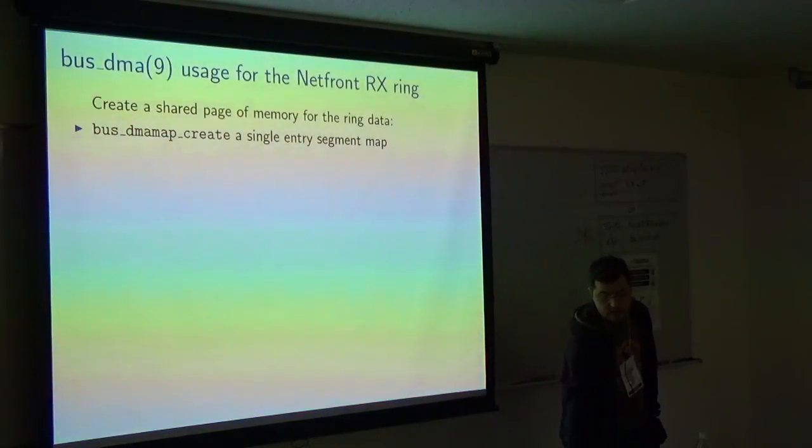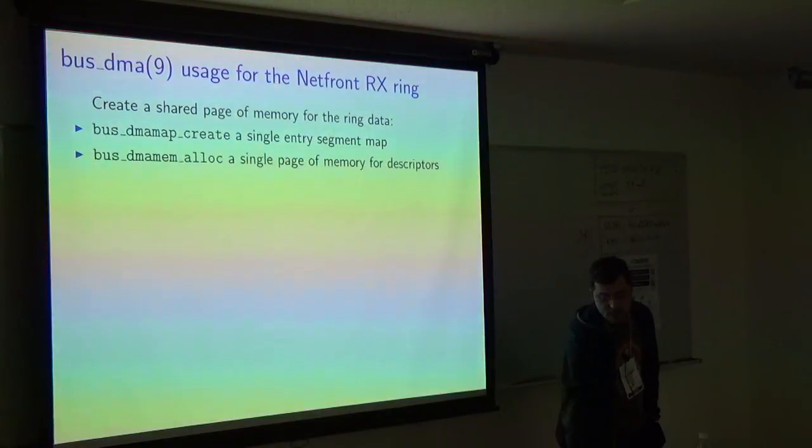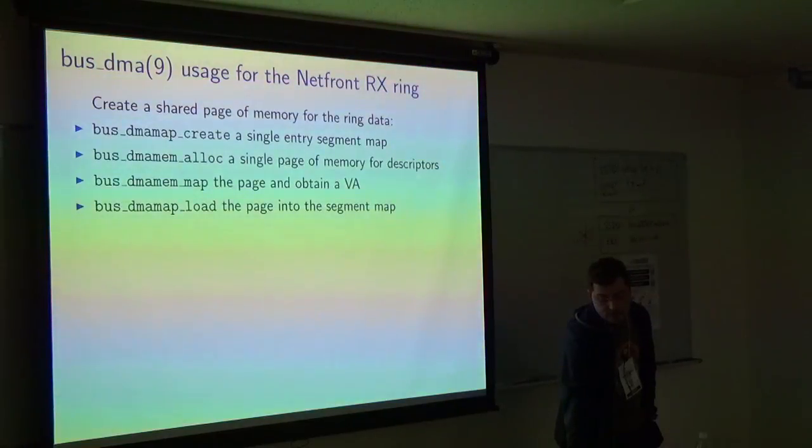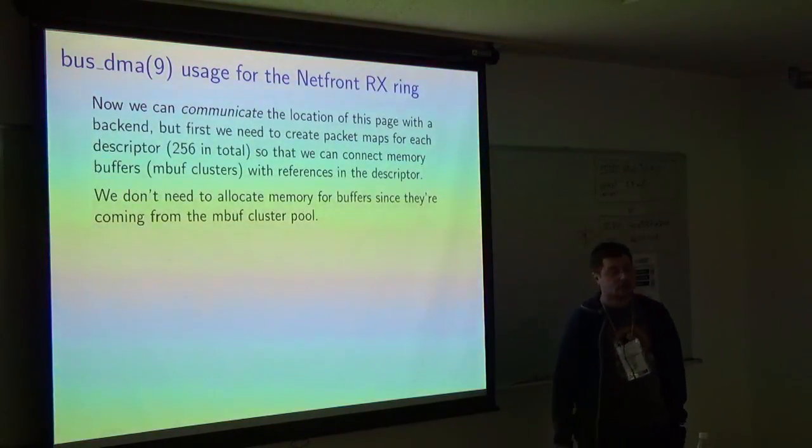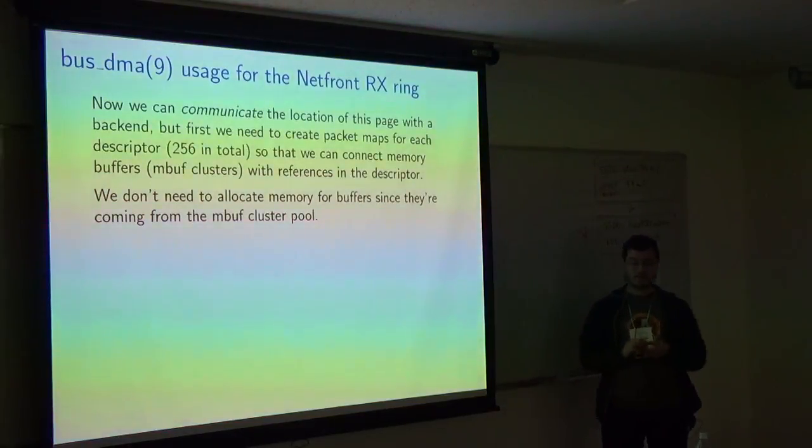We create a single entry because it's only one page. Single entry map. We allocate a single page. We map it into the kernel because we want to read it at some point or write into it. We load it into the segment map, and now we can communicate the location of this page with the backend.